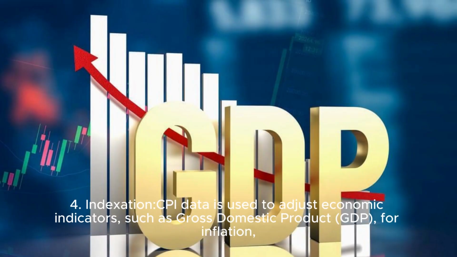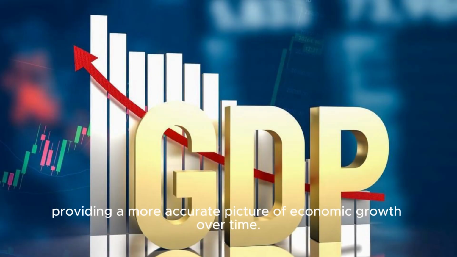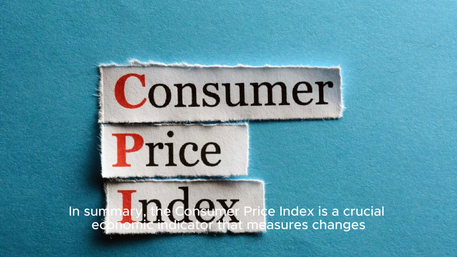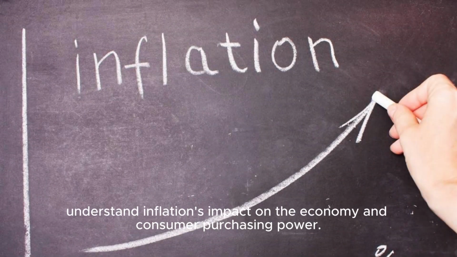4. Indexation. CPI data is used to adjust economic indicators, such as gross domestic product (GDP), for inflation, providing a more accurate picture of economic growth over time. In summary, the Consumer Price Index is a crucial economic indicator that measures changes in the cost of living, helping individuals, businesses, and policymakers understand inflation's impact on the economy and consumer purchasing power.